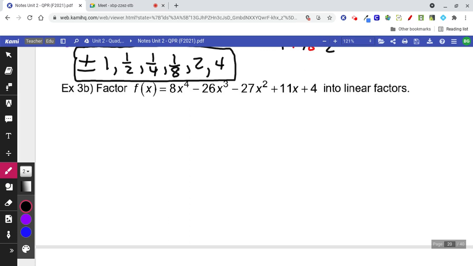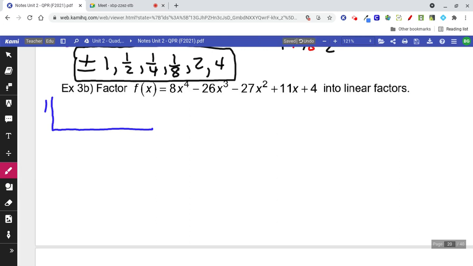So the first number I see is positive 1. You've got plus or minus, and one of those numbers is a 1. So I'm going to try 1. Let's just see if 1 works. I'm going to write it kind of small, because I'm going to end up doing synthetic division like 5 or 6 times.